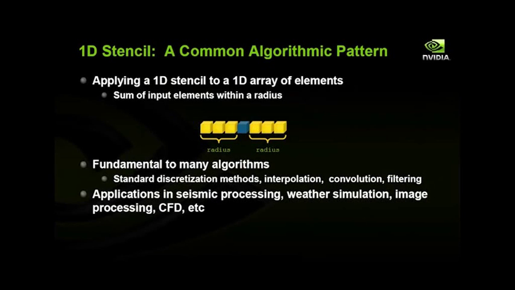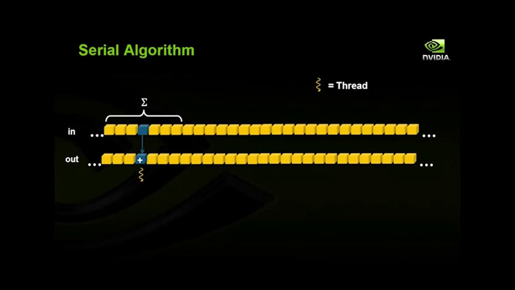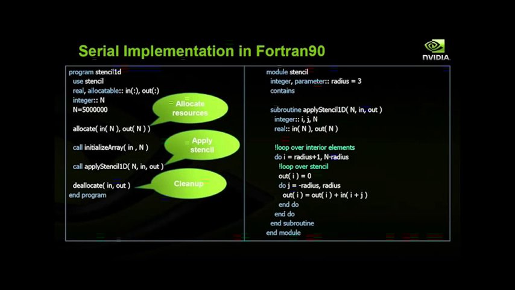To demonstrate the Fortran parallel computing capabilities, we will simulate a 1D stencil. In brief, this algorithm sums up three elements to the right and three elements to the left from a given element, and puts the sum in a new array. This is the serial code in Fortran 90. The instructions run one after the other.